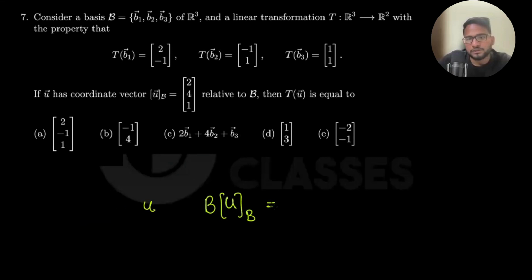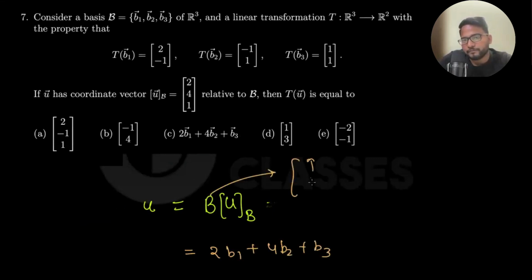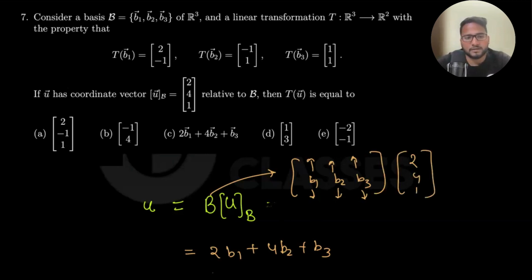Okay, so this is okay to everyone? Let me know if that is fine. Is this fine? Now, this B is nothing but B1, B2, B3, right? So can you say this is nothing but 2B1 plus 4B2 plus B3? Why? Because this is B1, B2, B3, and this is 2, 4, 1, right? 2, 4, 1. And hence you will be getting this U like this.